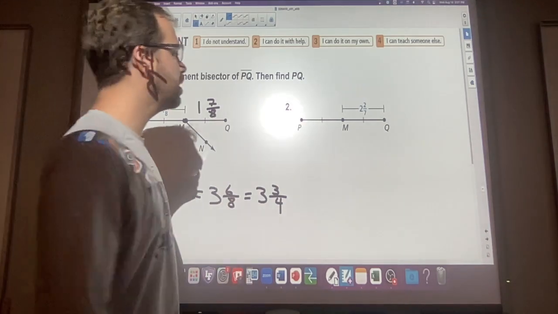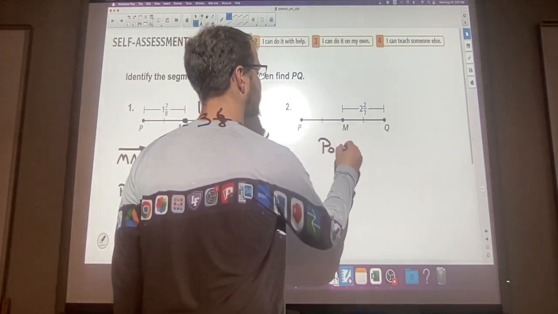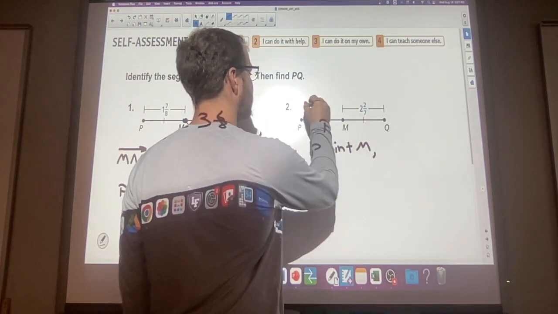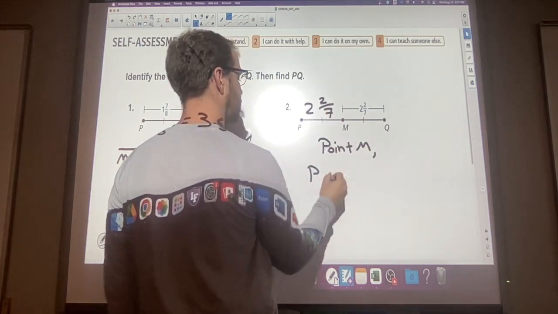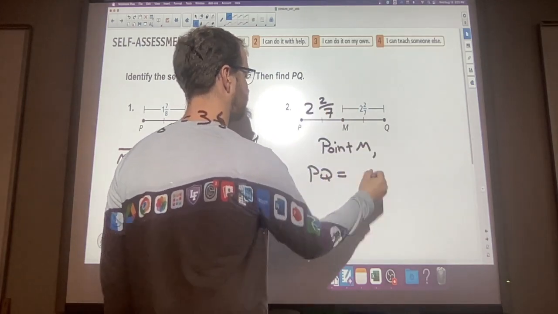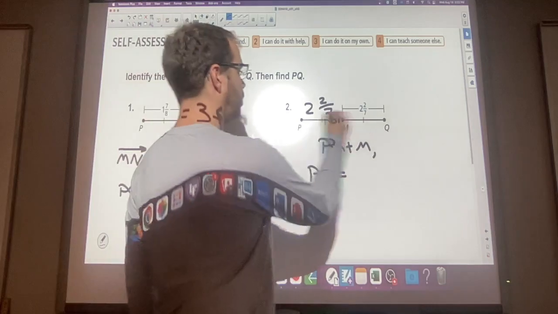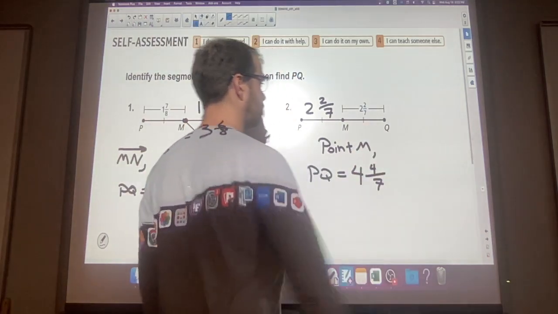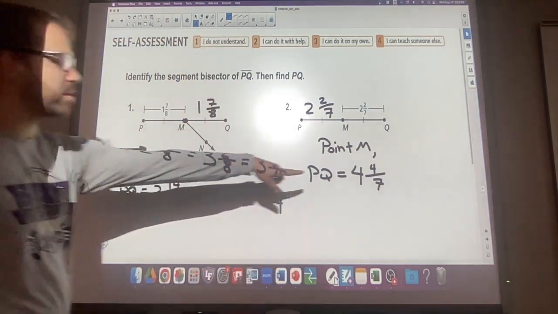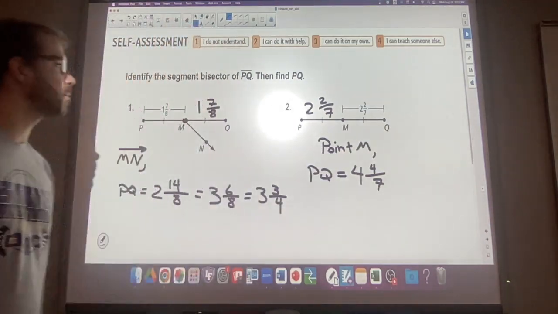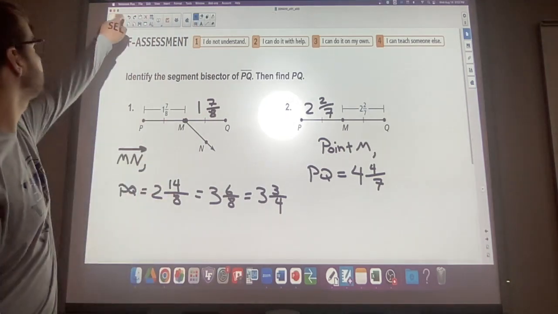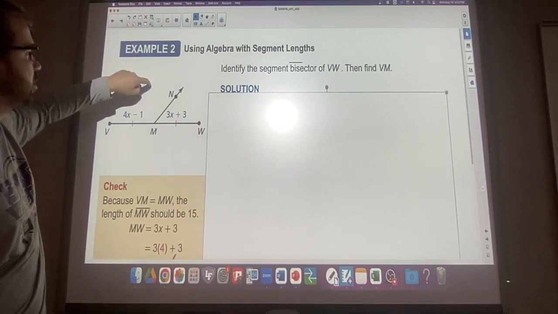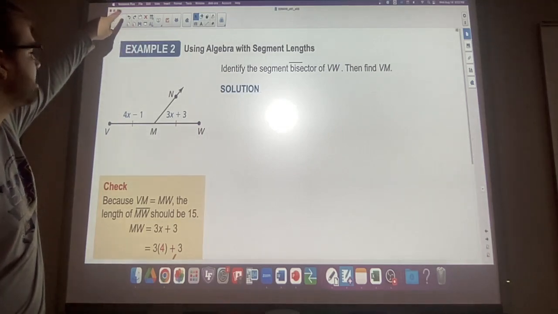All right, over here, it's a point. So our bisector is point M. And for PQ, we just have to double it. This is 2 2/7. So PQ equals 4. We have the fractions separately, so it'll be 4 4/7. And it's not improper, so we can just leave it like that. Okay. And sometimes I'll skip stuff just because I know what they're asking, and we're going to talk about it later.